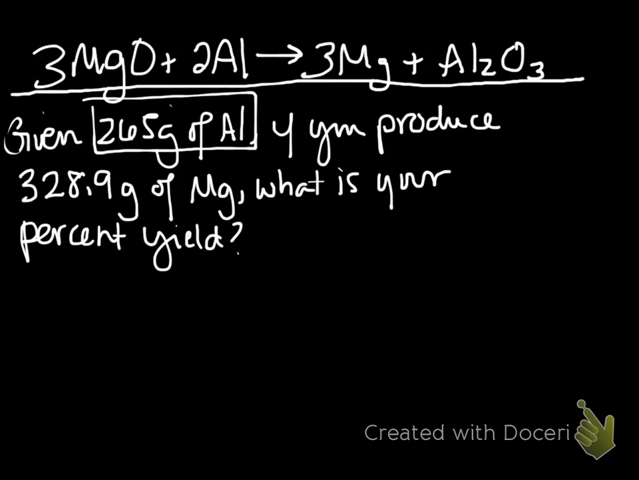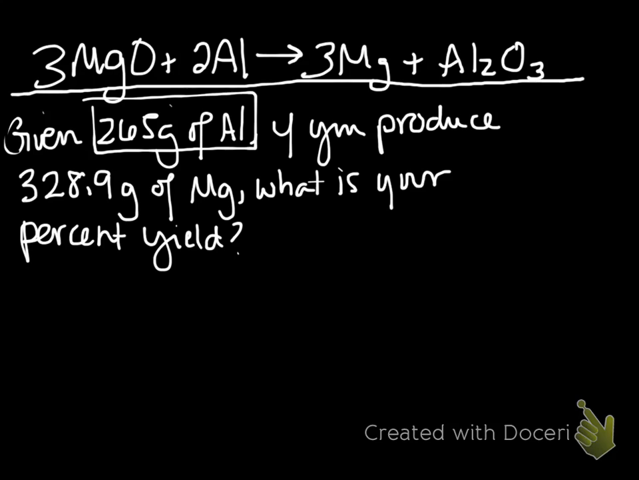Pardon? 328, sorry, what did I say? Okay, sorry, 328.9 grams of magnesium. What's your percent yield? Have I given you a theoretical yield? Have I given you an actual yield? Are you a little bit puzzled about what I've given you? Okay, good, let's talk about it then.